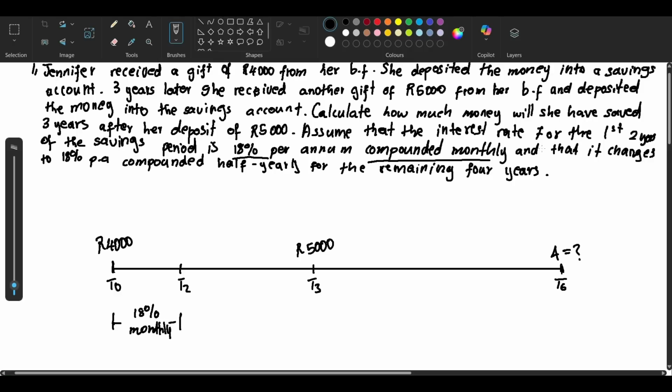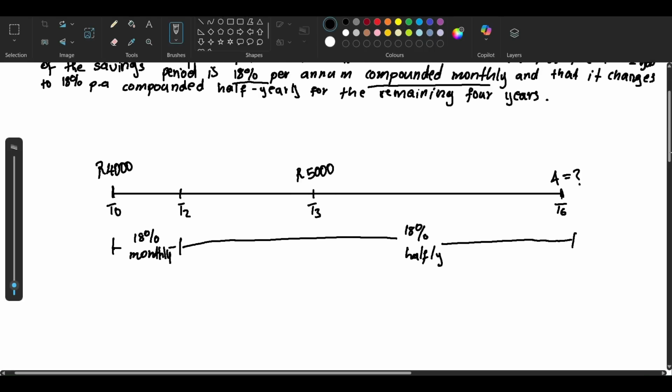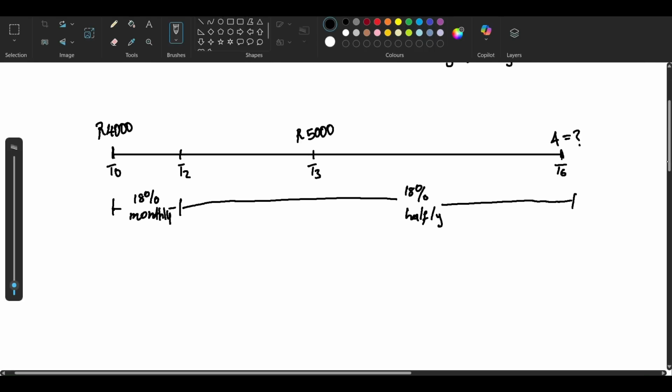And after these 2 years, what happens? They are saying it changes to 18% compounded half yearly for the remaining 4 years. So basically what changes is the compounding period, right? But it's still this very same 18%, but now it is compounded half yearly, meaning that it is compounded only 2 times a year, right? So let's get into our maths, right?